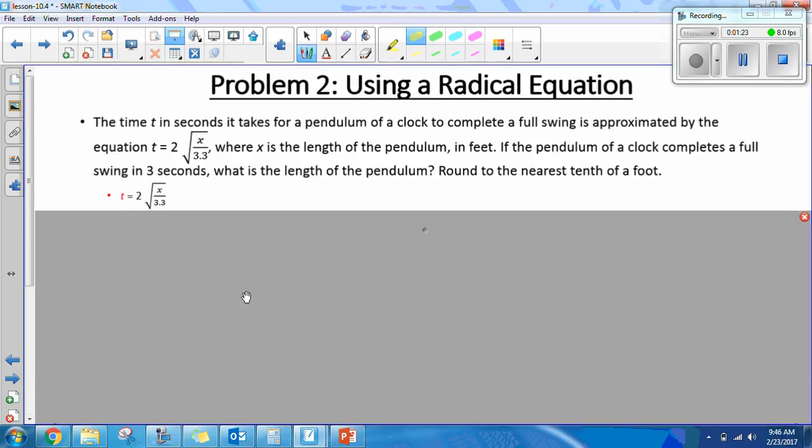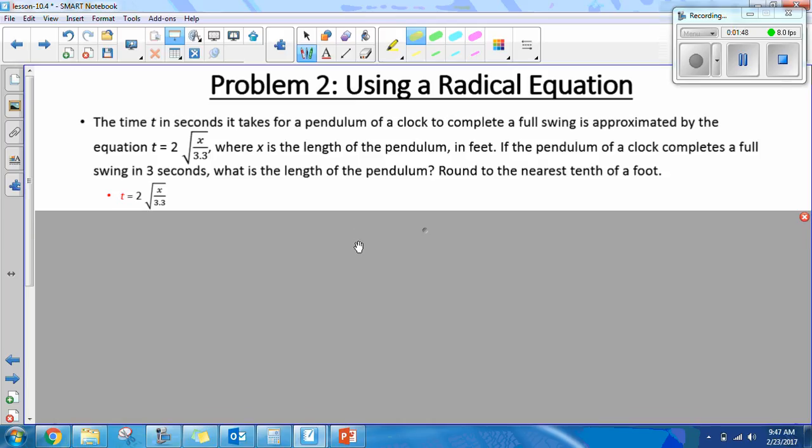Problem 2, using a radical equation. The time t in seconds it takes for a pendulum of a clock to complete a full swing is approximated by the equation t equals 2 times radical x over 3.3, where x is the length of the pendulum in feet. If the pendulum of a clock completes a full swing in 3 seconds, what is the length of the pendulum? Round to the nearest tenth of a foot.